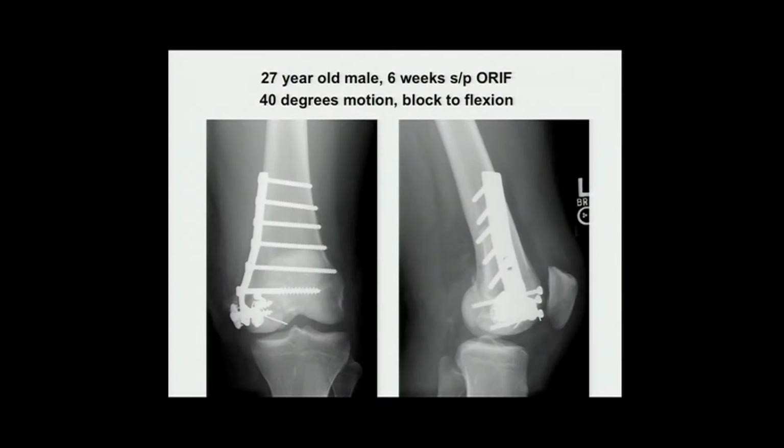I thought I'd just start out with the case, just as a point of introduction. This was a young guy who was sent in about 6 weeks after open reduction internal fixation of a perceived articular injury of the distal femur. As you look at this, you see some of the issues associated with this. He only has about 40 degrees of motion, and he has a real hard block to further flexion. And I think this really represents a relative misdiagnosis in terms of the injury.